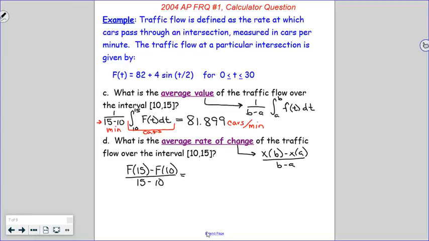And again, I grab my calculator and I figure out f of 15 and f of 10, and we're going to divide that answer by 5. And then we're going to label it. We haven't talked about an average rate of change label in a while, but remember that it comes from the original fraction, right? The f function's label is cars per minute, so this is cars per minute, or cars per minute squared.